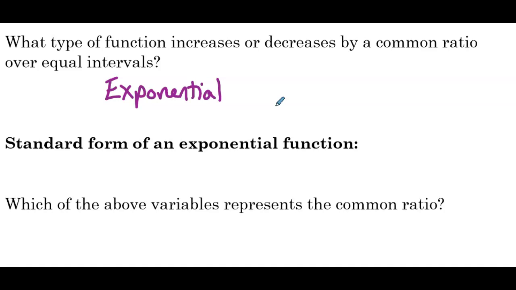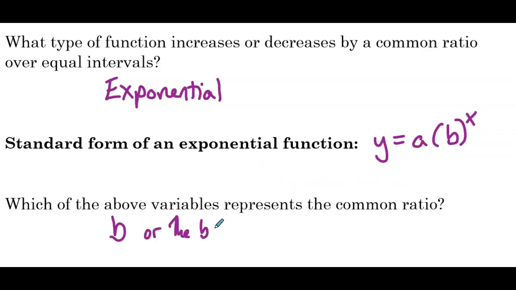So that's another reason why exponential functions are going to work very nicely for setting up an explicit formula for a geometric sequence. Now a standard form of an exponential function, if we recall, is y equals a times b to the x, where a was the initial value or the y-intercept, and b was the base of the exponential function, essentially our common ratio, what we were multiplying by each time. So if that's the case, which of the above variables represents the common ratio? Well, that would be the base of the exponential function, which is b.